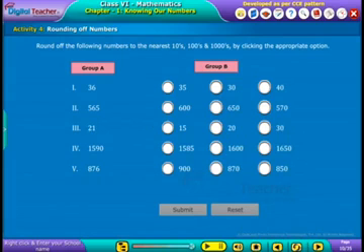Let us do a simple activity on rounding off the numbers. Round off the following numbers to the nearest tens, hundreds and thousands by clicking the appropriate option.